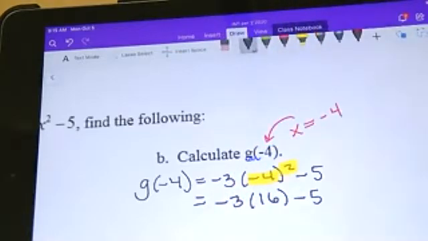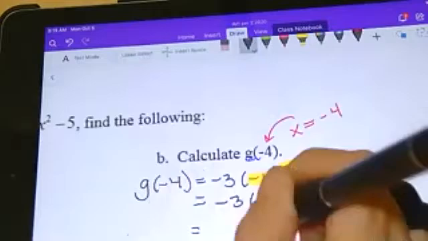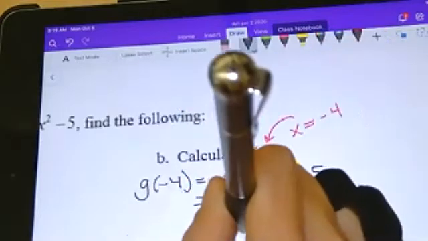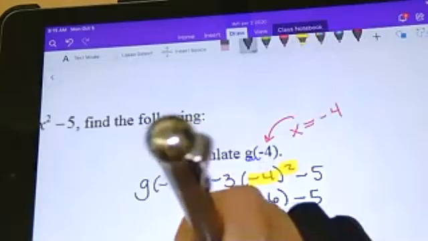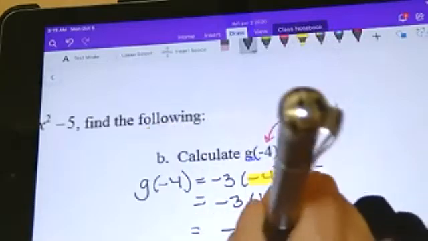Now we can do multiplication and division. There's no division, but there is multiplication. So that's -48. And then we take away 5 and we get -53.